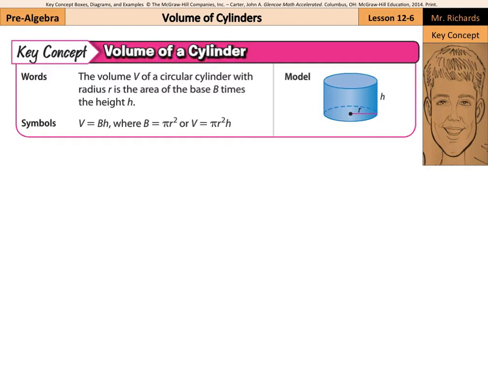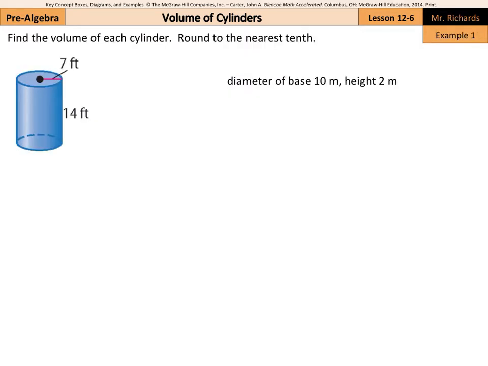The volume V of a circular cylinder with radius r is the area of the base times the height. So, just like prisms, volume is going to be equal to capital B times h. Now, area of the base is going to be pi r squared, so we can write volume equals pi r squared times h. So again, like prisms, the volume of a cylinder is the product of the area of the base times the height.